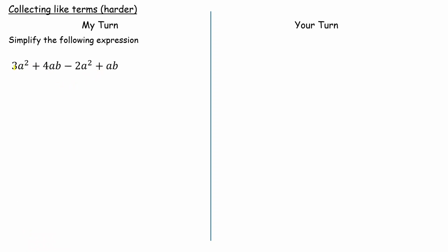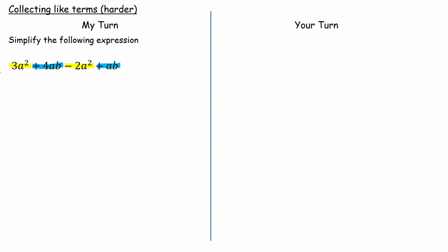So we can see we've got an a squared, and we've got an a squared over here, so that's good. So we've got a positive 3a squared with a negative 2a squared. Again, you've got the a squared and the a squared. You've then got a positive 4ab and a plus 1ab. Again, that's a plus 1. And then, what's 3a squared?